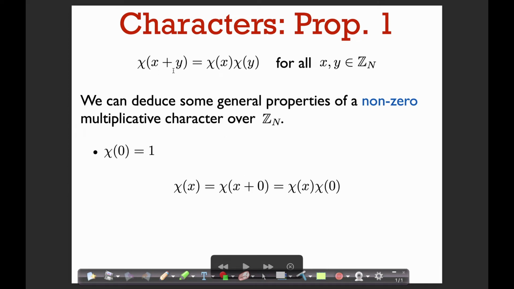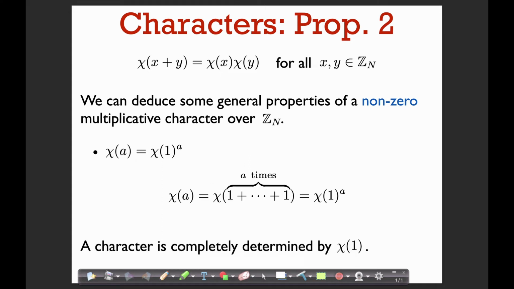So if chi is a multiplicative character, that tells us that chi of x plus 0 is equal to chi of x times chi of 0. And now this should hold for any x. So in particular, if this character is non-zero, there must be some x for which chi of x is non-zero. Okay, so if chi of x is non-zero, then we can divide by chi of x, and we find that chi of 0 is 1. Okay, so that's our first property.